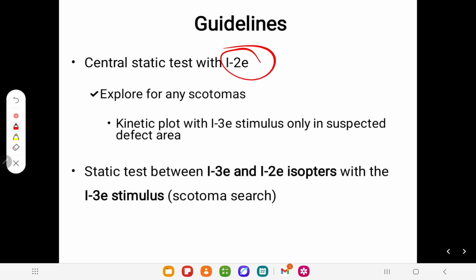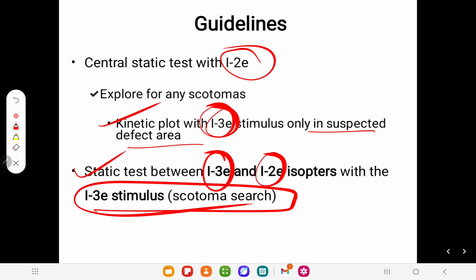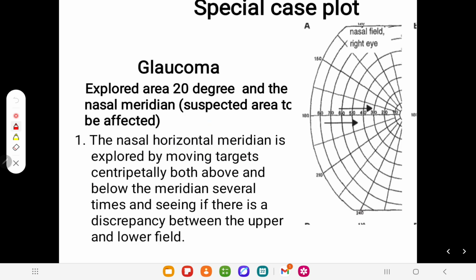Explore any scotomas. Kinetic plotting with the I3 stimulus is done only if a defect area is suspected. If you suspect a defect area, you can slightly enlarge the stimulus or increase the brightness and then you find out this scotoma, isn't it? So a static test can be done by I3 in the I2E isopters, within the I3 stimulus, as a scotoma search. Basically, you can do a static test, but we usually do not do a static test. We can do a static test to find out how deep the scotoma is.